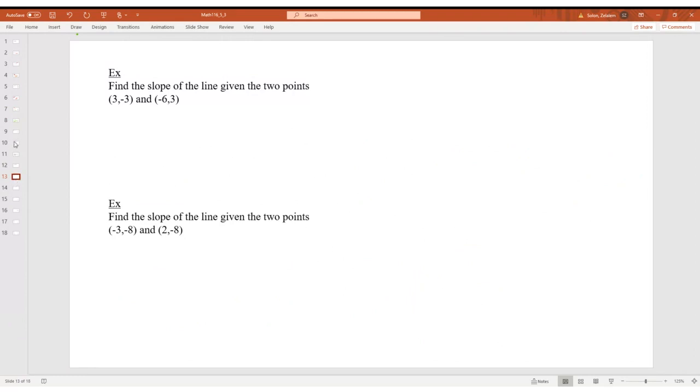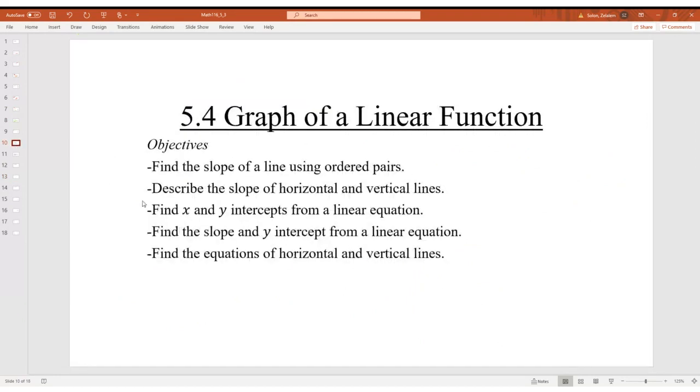We're good. So we'll talk about the slope using ordered pairs. Describe the slope of a horizontal and vertical line. Find x and y intercepts. We'll talk about finding x-intercept, y-intercept. Then find the slope and y-intercept from a linear equation, and find the equation of a horizontal and vertical line. So that's basically what we are going to do.